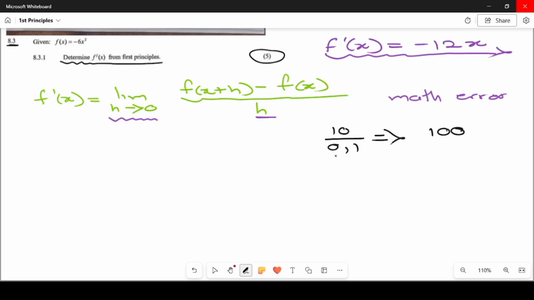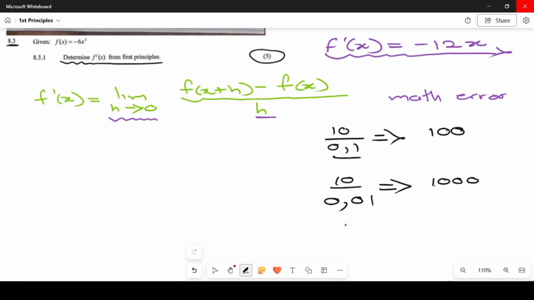Now let's try to divide 10 by something like 0,01. You can see that 0,01 is actually smaller than 0,1, and what you get there is 1,000. You see what I mean? So as your number approaches 0, whatever you're dividing with, the result is getting bigger. That's not really important; it's just for context.